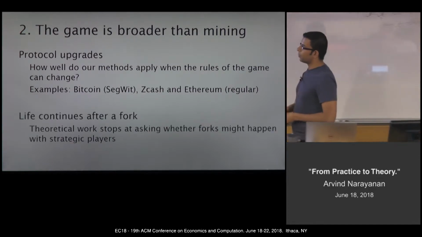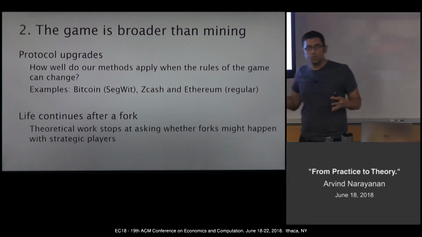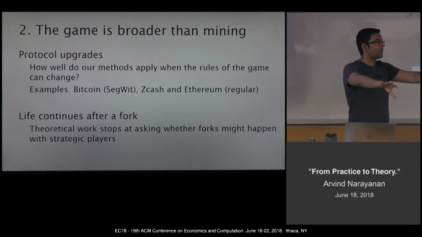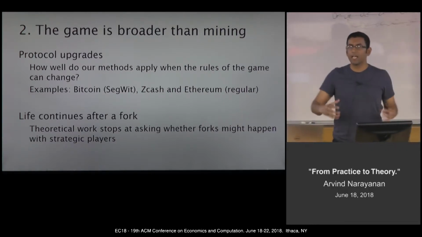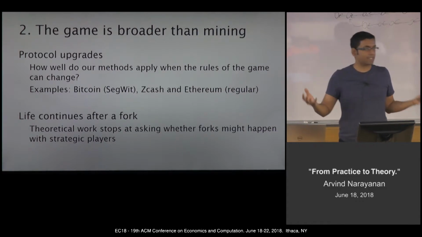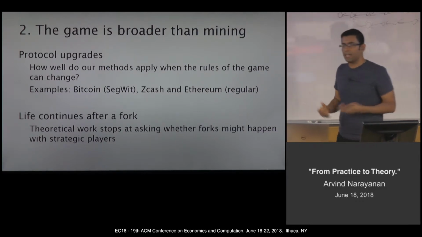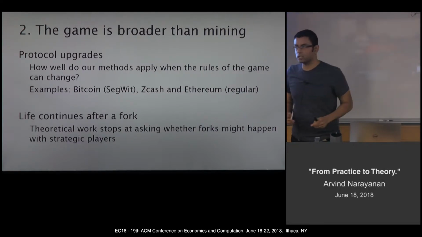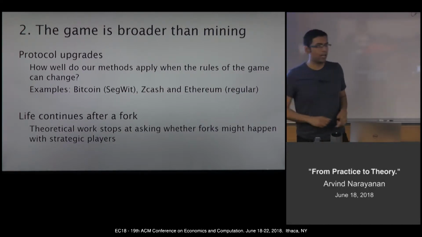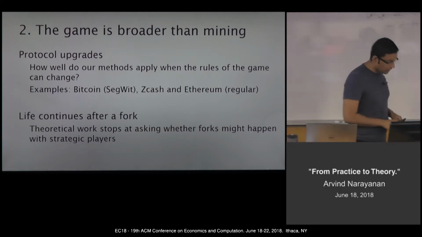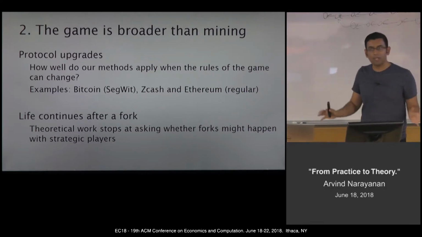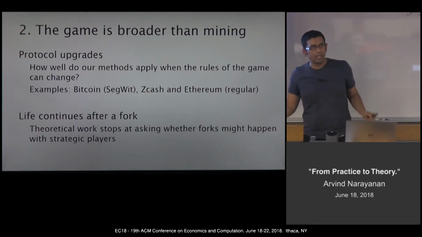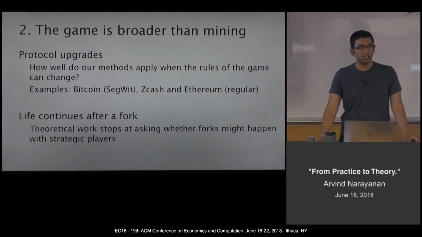Similarly, in theoretical work, we assume that forks are bad things. That is, forks where two different branches emerge and go on indefinitely. Essentially, the cryptocurrency itself splits into two, and the history is never going to reconcile with each other for these two branches of the fork. We assume that this is a bad thing, and we try to bound the probability of this sort of thing happening. But in practice, life continues after a fork. It's not the end of the world.